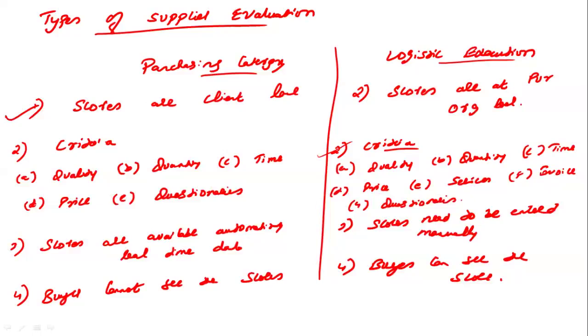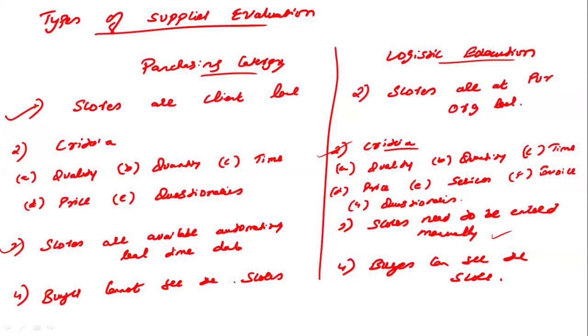Then the third point: scores are available automatically as per real-time data, whereas here the scores need to be entered manually. The person cannot go and enter the scores manually every time, so the automatic option is preferred. Here the buyer cannot see the scores, because buyers are responsible for suppliers. Buyers are onboarding the suppliers.